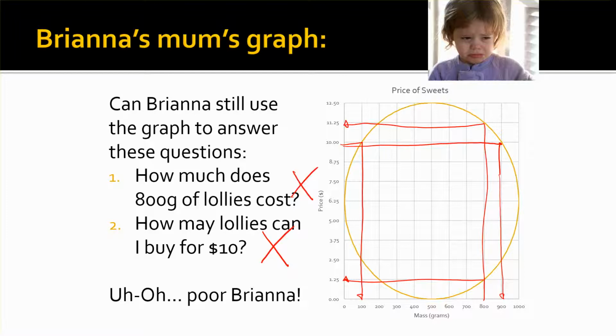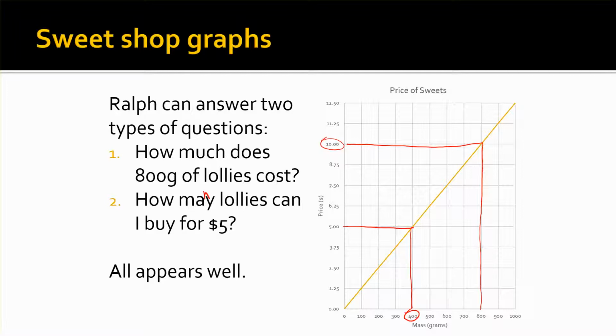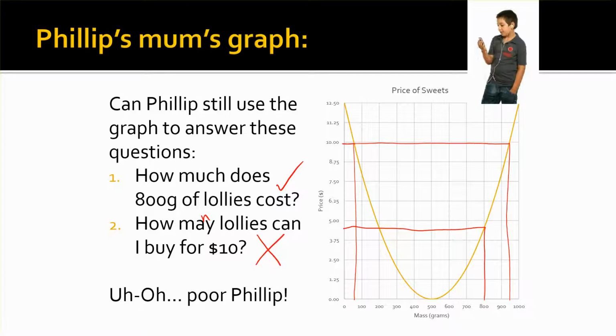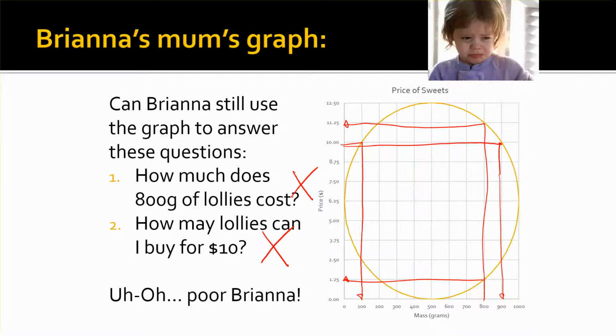So let's review the 4 scenarios. We had Ralph, it was all good. He could answer both questions. Phillip could only answer one question. Joan could answer one question, but it was the other question. And Brianna couldn't answer either question. So that's basically how we're going to classify these relations. And we'll look at some more formal examples.